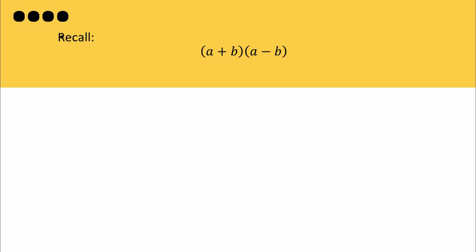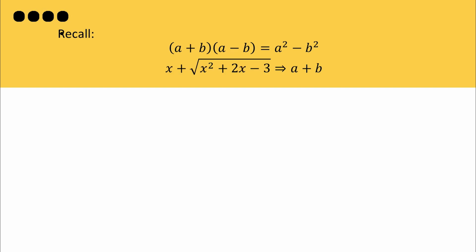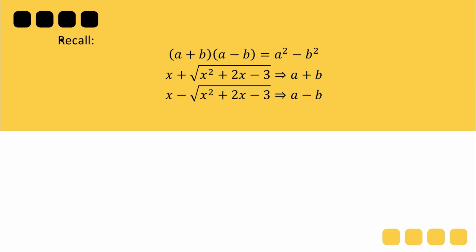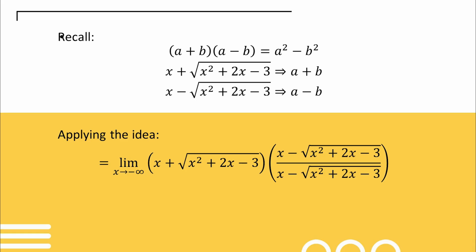Recall that the product of the sum and difference of two terms is equal to the difference of the squares of the two terms. We can say that the conjugate pair of the sum of the two terms is the difference of those two terms, and vice versa. Hence, if we apply this idea to our function, the radical conjugate of x plus the square root of the quantity x squared plus 2x minus 3 is x minus the square root of the quantity x squared plus 2x minus 3.